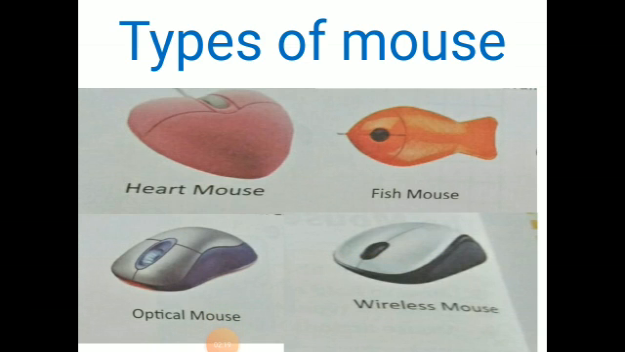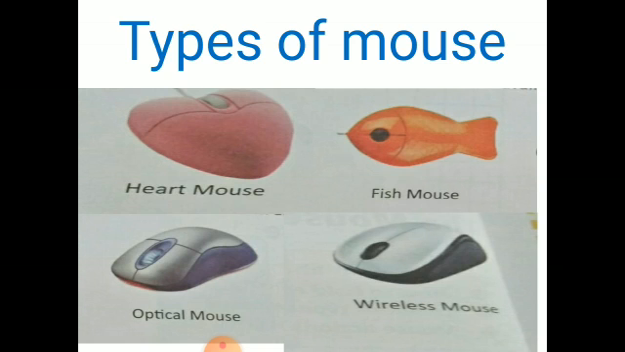Next topic is types of mouse. In this picture there are 4 types of mouse. First one is heart mouse, second one is fish mouse, third one is optical mouse, and fourth one is wireless mouse.